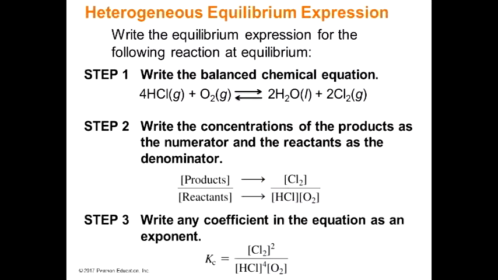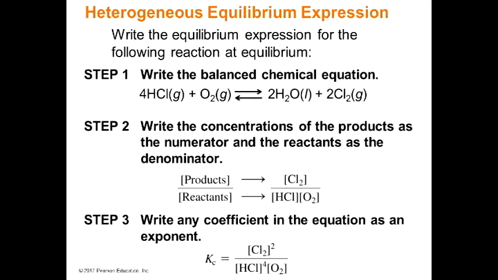So we write the equilibrium expression for the following equilibrium. Write the balanced equation for HCl and oxygen to give water and chlorine gas. So here we have it. We take a look. We know it's a gas, gas, gas, liquid. We take a look at it and say, okay, what's going to drop out of the equation? Solids and liquids. In this case we have a liquid, so it's going to drop out.